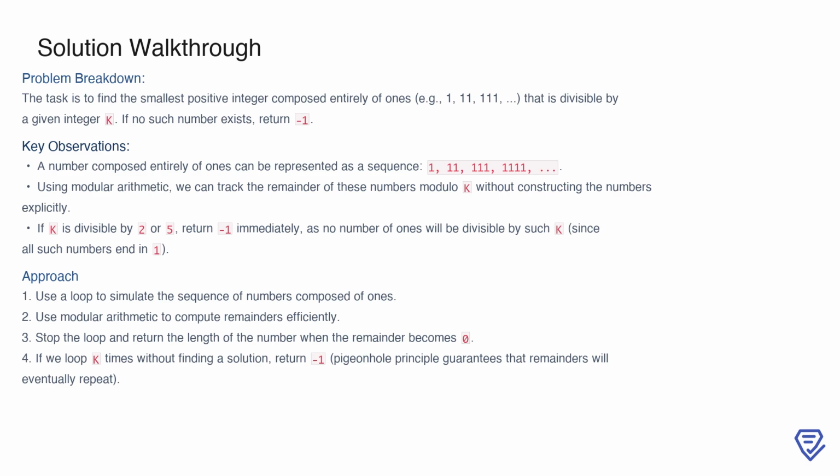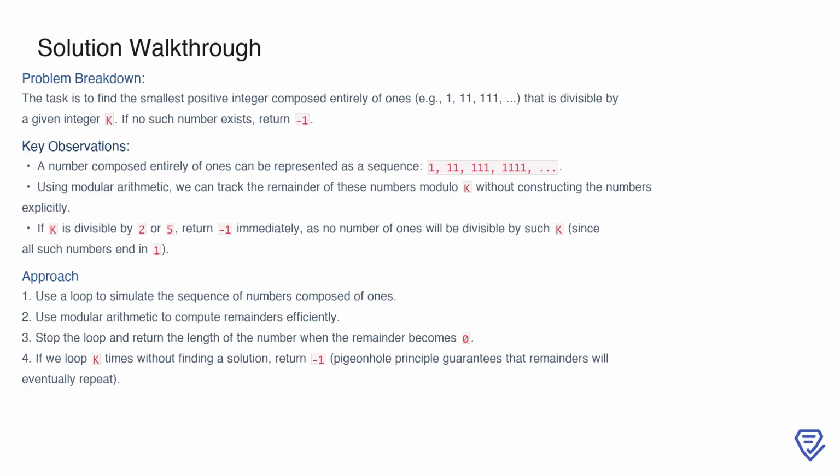In this problem, we're tasked with finding the smallest positive integer composed entirely of ones, such as 1, 11, 111, and so on, that is divisible by a given integer k. If no such number exists, we simply return -1. To solve this, we use a few key observations. First, numbers consisting entirely of ones can be represented as a sequence. Instead of constructing these numbers explicitly, which can get very large, we can apply modular arithmetic to track the remainders when dividing these numbers by k. This allows us to determine divisibility without directly building the full number.